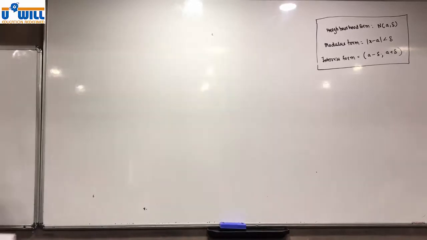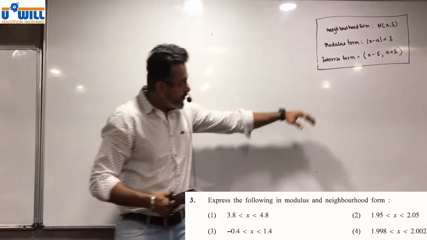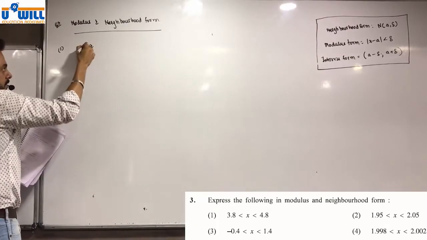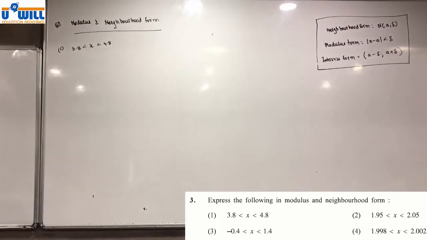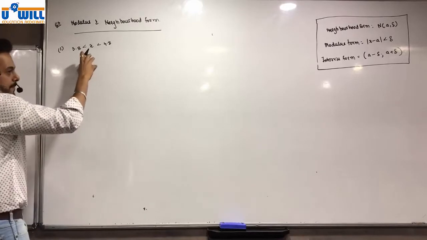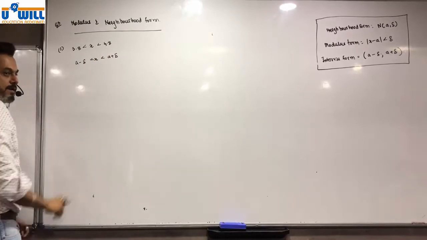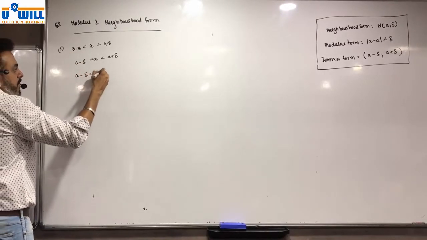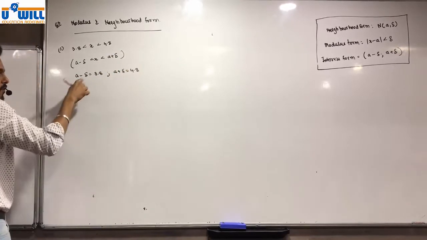That's it. Question 3. Express the following in modulus and neighborhood form. So this is modulus and this is neighborhood. Now, first one, x greater than 3.8 less than 4.8. Where have we seen this type of equation? Interval form. Okay, so if I compare it, it will be a minus delta less than x less than a plus delta. So comparing, a minus delta is equal to 3.8 and a plus delta is equal to 4.8, we solve both of them.